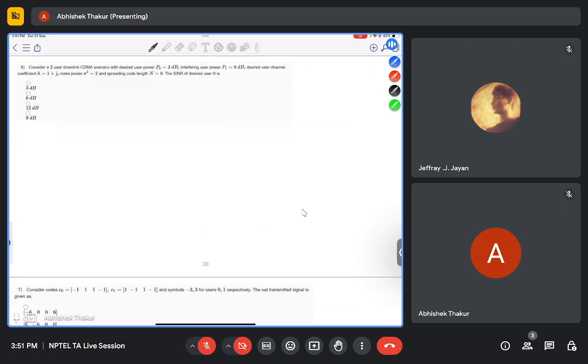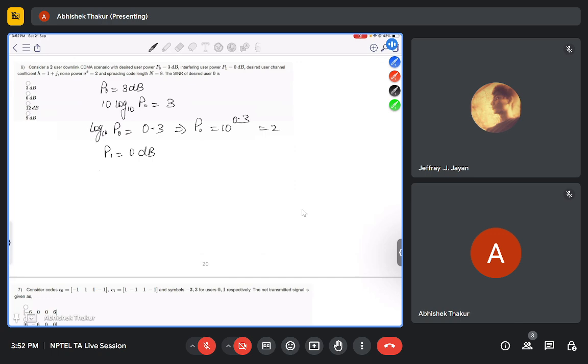So now we will move on to question number 6. It is given, consider a two user downlink CDMA scenario with desired user power P naught equal to 3 dB. So 10 log 10 of P naught is equal to 3. So log 10 of P naught will be 0.3. So P naught will be 10 to the power of 0.3. So when we do this value, you will get 2. Now P1 is 0 dB. So when you transform, log 10 P1 is equal to 0. So P1 is equal to 10 to the power of 0, that is equal to 1.